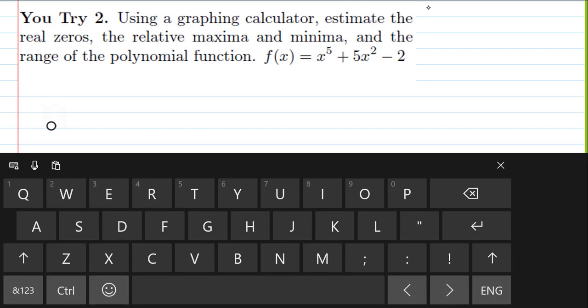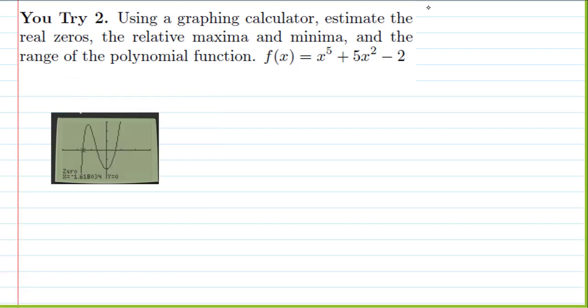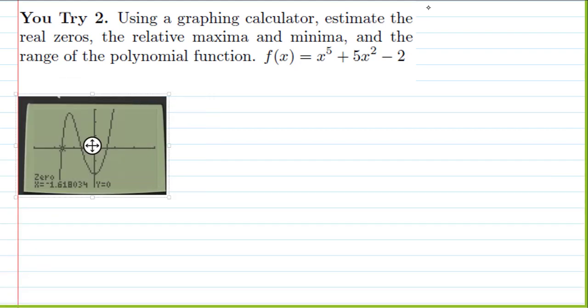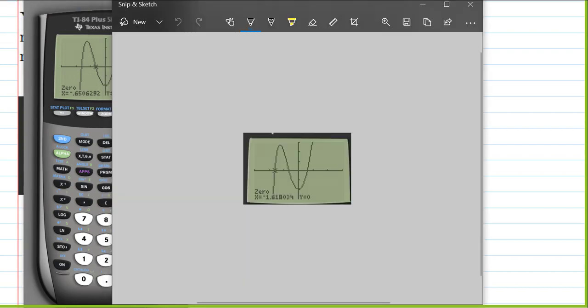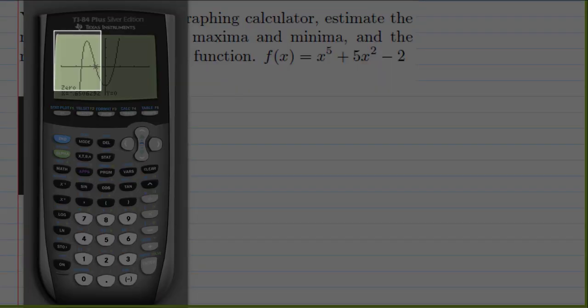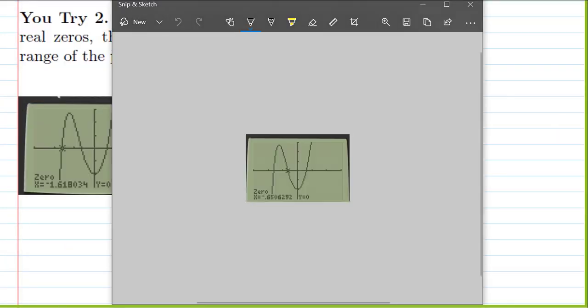All right, so let's find the middle 0. So I'm going to rinse and repeat that same process. So I go second and trace, choose choice number 2 for 0. And now I'm going to move a little closer to my second 0. So I'm still to the left of it. I press enter. Then I move to the right of it. Press enter. Move a little closer for my guess. Press enter. And my second 0 looks like it is at about negative 0.65.